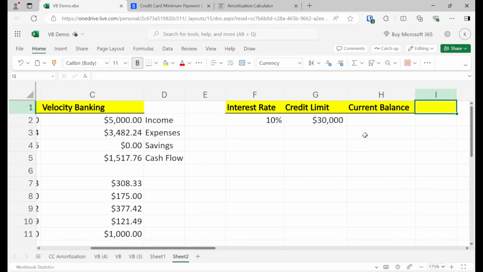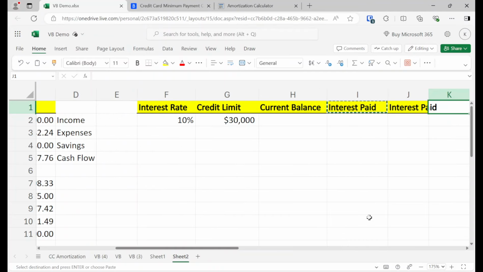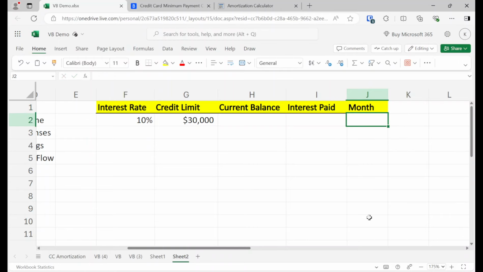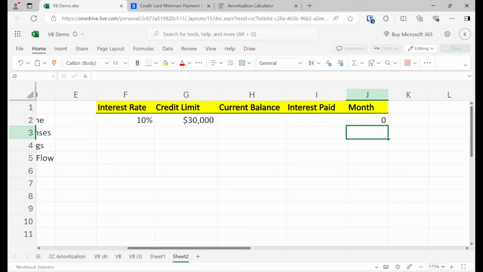And then also the interest amount, or maybe we call it interest paid, because after every single month we have to pay interest for using the line of credit. And then the last thing we need is to keep track of the months, right? So the columns that are dynamic are the balance, the interest paid, and the month. I always like to call the first month month zero. You can call it month one if you want, but in my point of view a month has to pass before you call it month one. But you can do whatever you want.